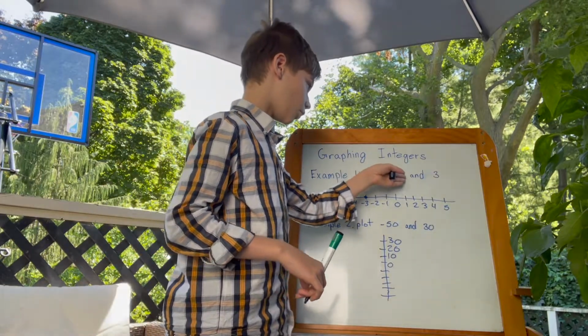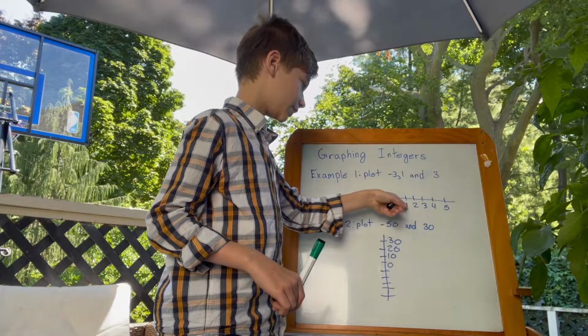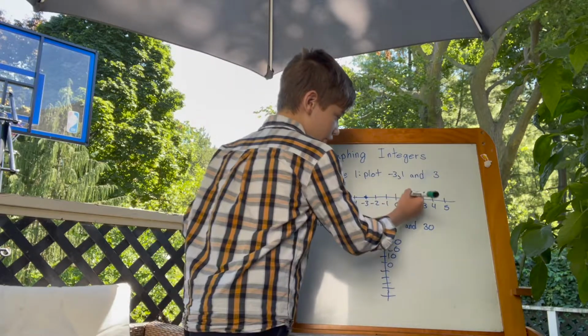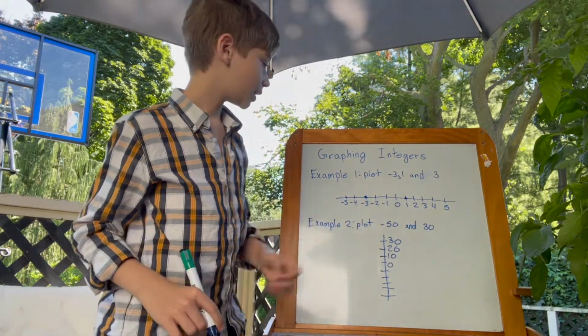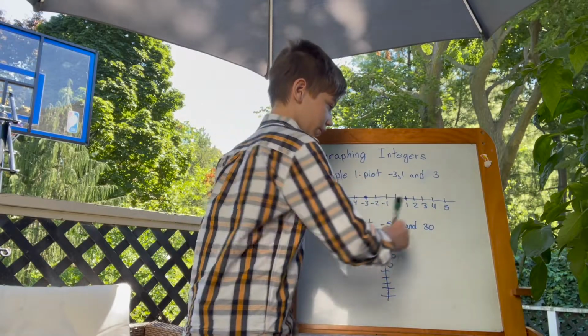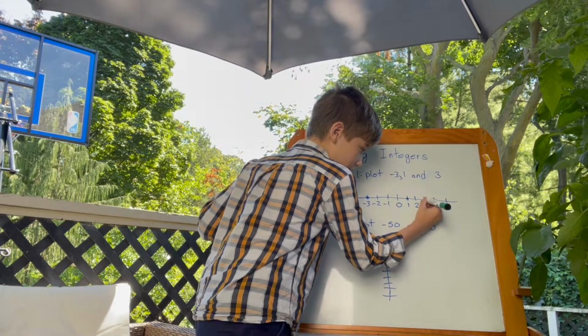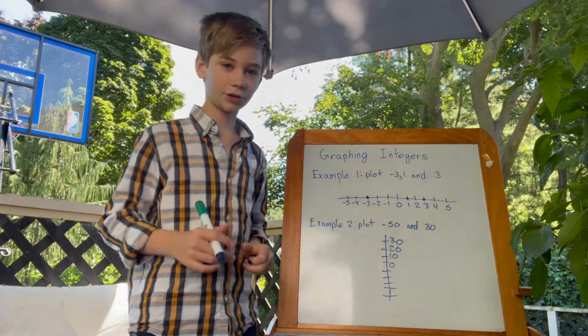Now let's plot 1. Now, 1 is our positive number, and we just have to match it up with our 1 right here. So we put another dot there. Now, for our +3, we find 3 on our number line, and we put our dot there. Now let's move on to example 2.